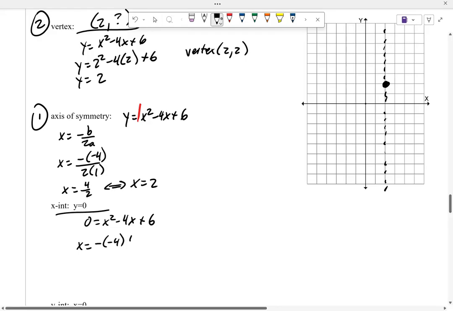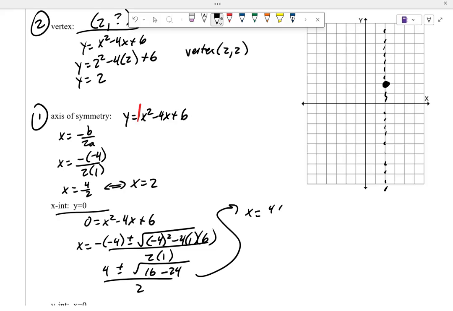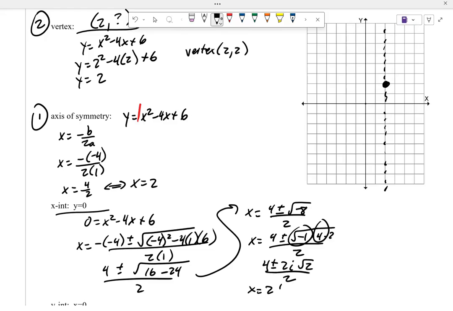X equals negative b plus or minus square root of b squared minus 4ac all over 2a. So we get 4 plus or minus the square root of 16 minus 24 all over 2. So we get x equaling 4 plus or minus the square root of negative 8 all over 2. So we get 4 plus or minus the square root of negative 1 times 4 times 2. So 4 plus or minus 2i root 2 all over 2. Both those go into 2. So it's 2 plus or minus i root 2.